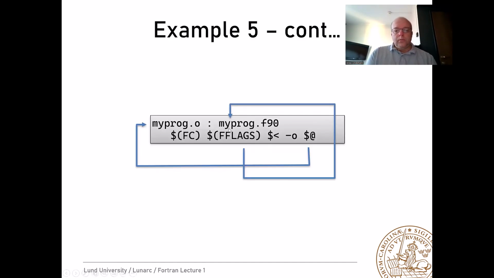You can also do this in this case, where I have my flags here. I have the first rule here. This one points to this F90 file, and then the output is the myprog.o here. So $@ here is the actual target name. So you can see that the build rule, the command building rule, is completely generic now.